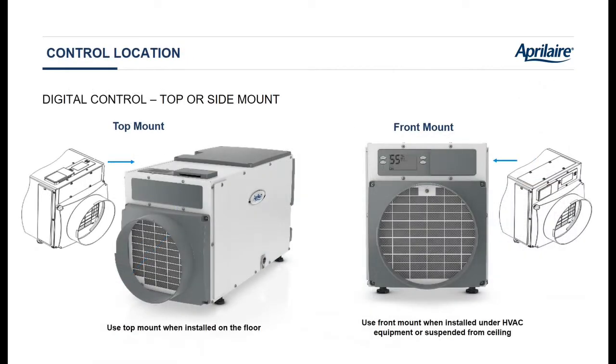Same adjustability is available with the user interface. The user interface can be on the top or on the end. If you're putting this into a crawl space, it's only maybe 3 feet high, you probably want that control on the end. If you're putting it in a basement where you're looking down at it from the top, it'd be nice to have that control on the top so it's easier to see. That's the idea.